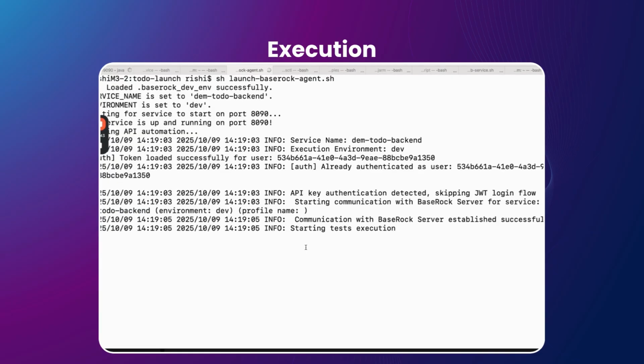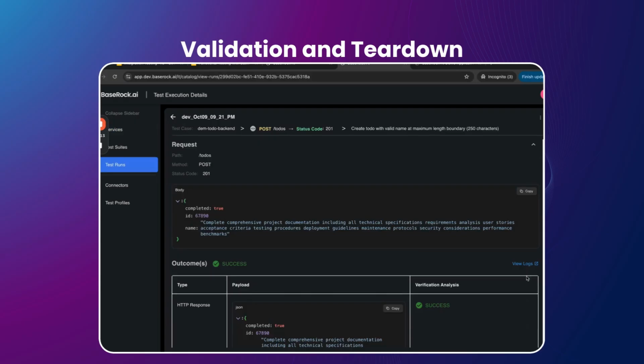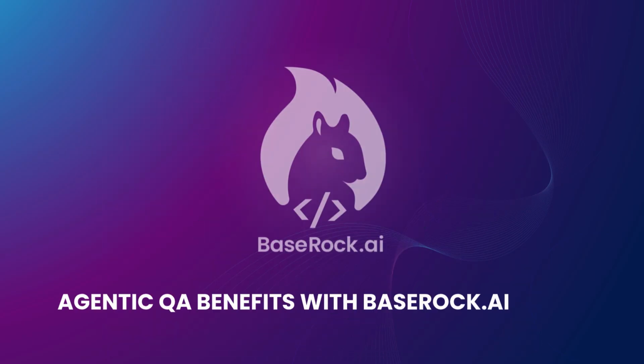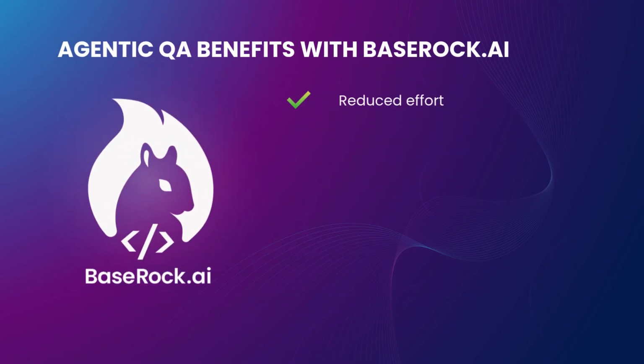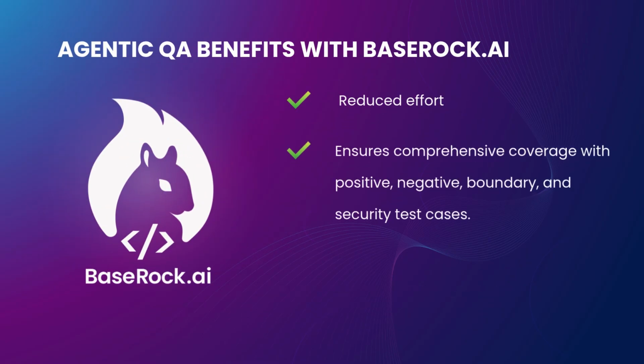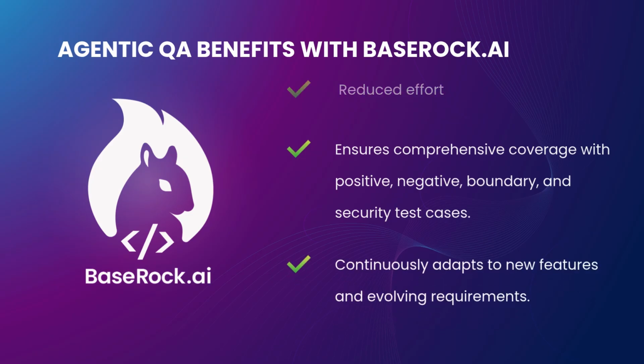Then it runs all tasks in your CI/CD pipeline. Setup, execution, validation, and teardown, fully automated. Agentic QA reduces manual QA effort, ensures comprehensive coverage with positive, negative, boundary, and security test cases, and continuously adapts to new features and requirements.